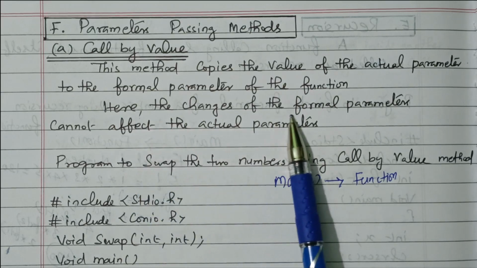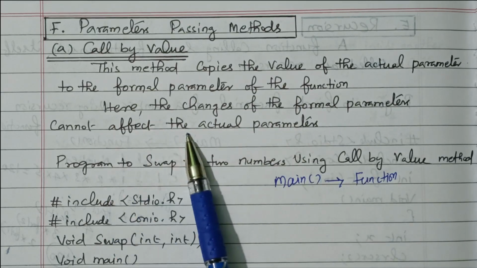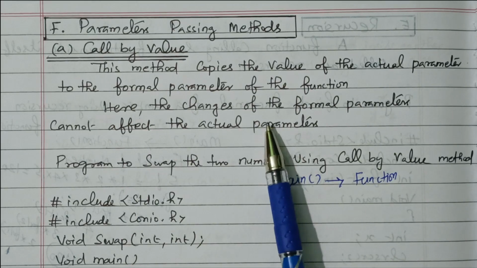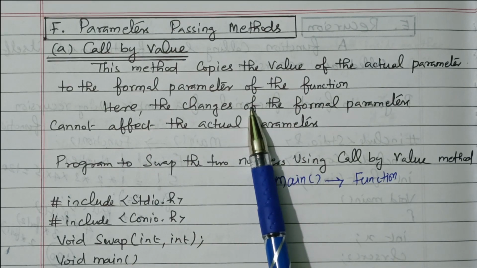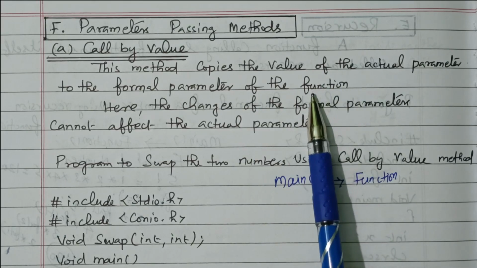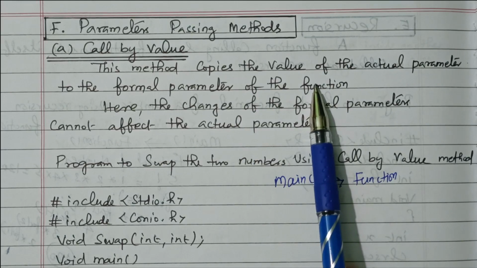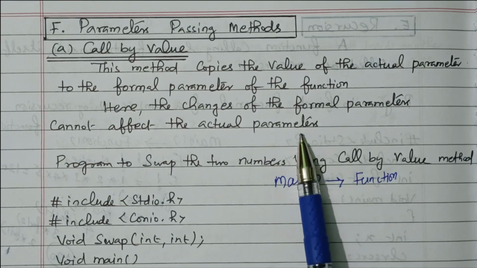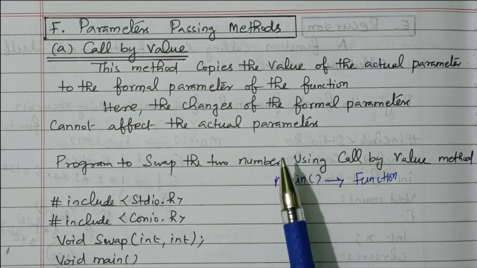Here the changes of the formal parameter cannot affect the actual parameter. If there is any change in the function, that will not be reflected in the main program, because we send only a copy of the parameter, not the original. Only the copy is sent. The original value is retained. Any changes in the function will not be reflected.